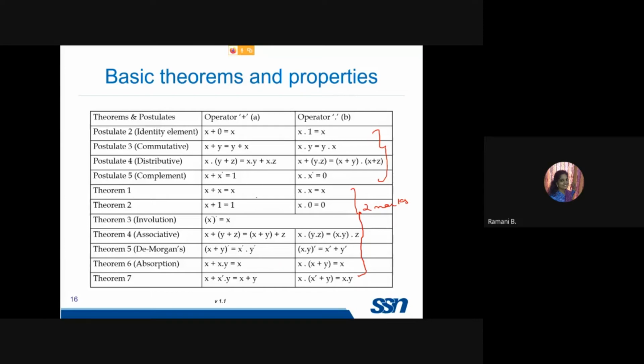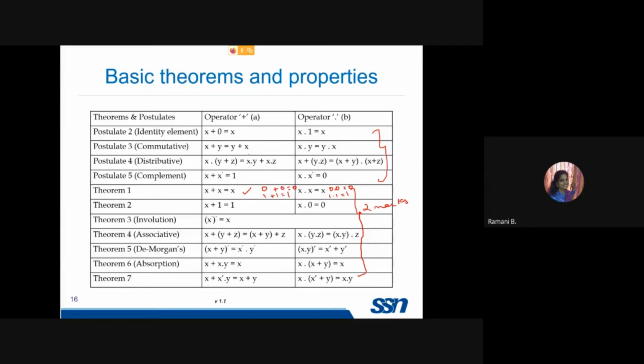The first theorem is x plus x is equal to x. That is with respect to the plus operator. If you are going to do the plus operation with respect to the same element, you will be getting the same element. That is 0 plus 0 is equal to 0 and 1 plus 1 is equal to 1. The same way 0 dot 0 is equal to 0 and 1 dot 1 is equal to 1. That is what this theorem is about.